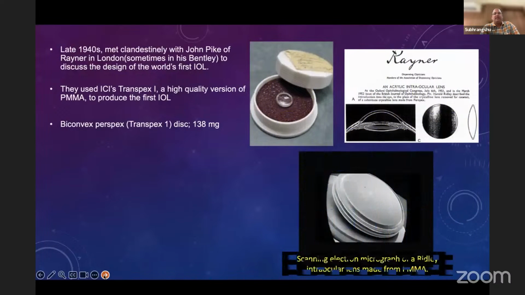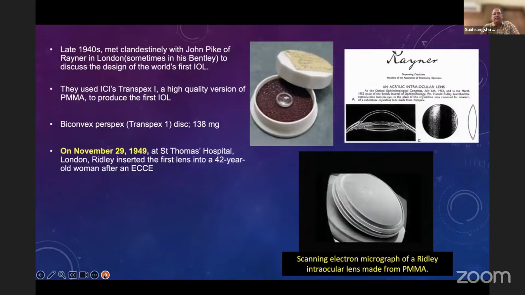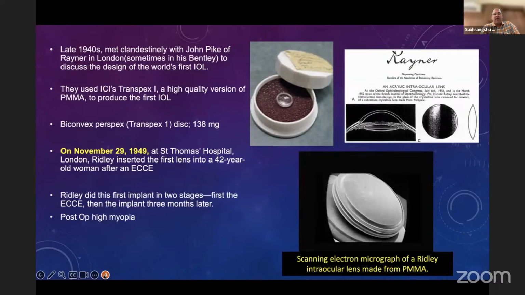They used ICI's Transpex 1, a high-quality version of PMMA, to produce the first IOL, which weighed about 138 milligrams. On November 29, 1949, Ridley inserted the first lens into a 42-year-old woman after an ECC. Actually, the surgery was done in two steps. First, the ECC, and the implantation actually happened 3 months later in February 1950.